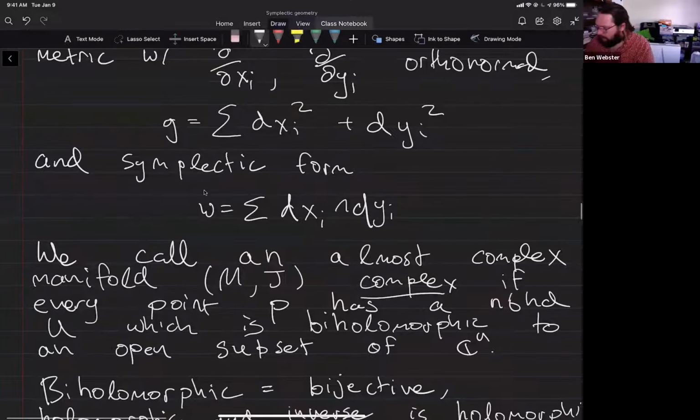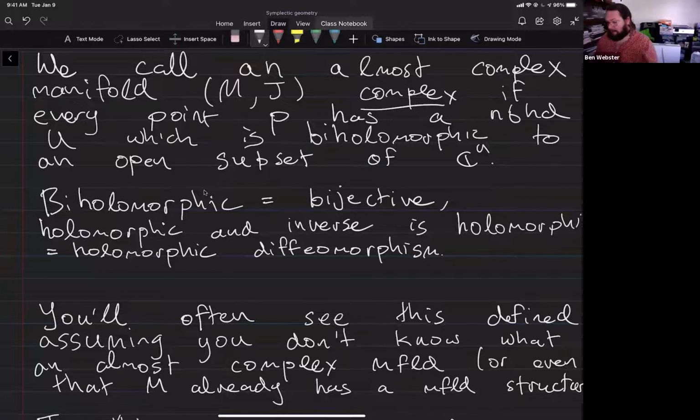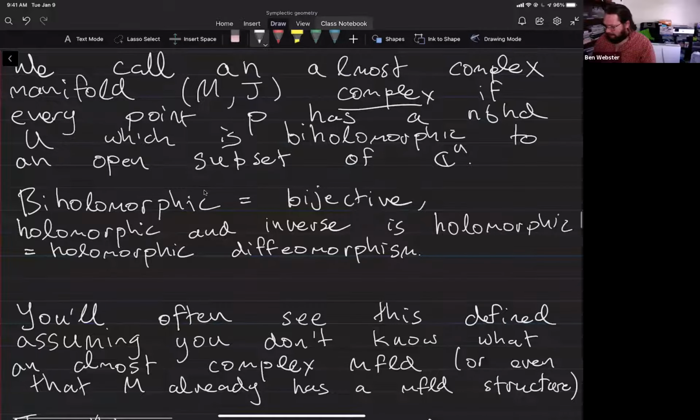All right. Now we call an almost complex manifold complex if every point has a neighborhood which is biholomorphic to an open subset of Cn. So I'll just remind you, when I say biholomorphic, I think this is the standard word. It's a map which is bijective, holomorphic, and its inverse is holomorphic. So another way to say this is a diffeomorphism, an isomorphism on tangent spaces, which is holomorphic, commutes with the action of J. Right, so from the perspective of the almost complex structure, your manifold looks like a subset of Cn.